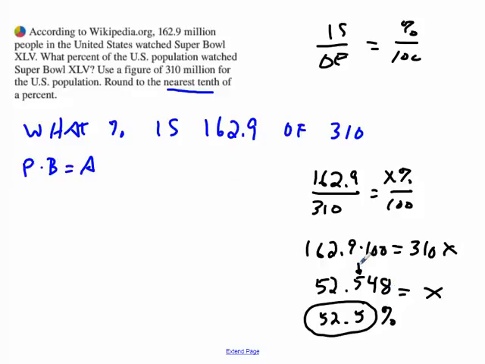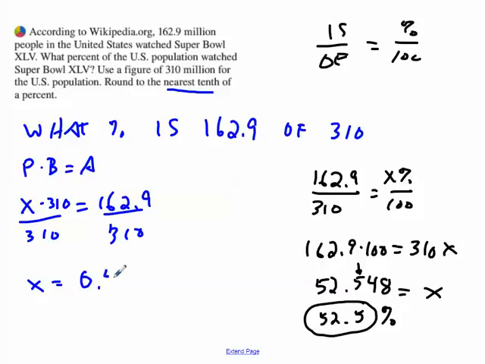so there's my percent, 52.5%. If we go to the blue, we can say PBA, P times B equals A. Percent, we don't know. We'll call it X, times the base, 310. Base is always the of part, 310, equals my amount, 162.9. A little more straightforward over here, but you've got to think a little bit more about what numbers go where. X equals 162.9 divided by 310 equals 0.52548. And that is our percent in terms of a number.